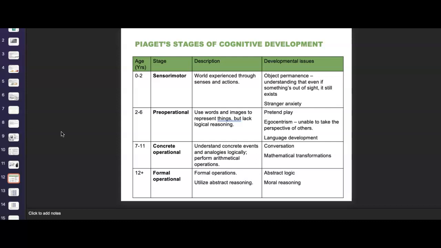Ages 7 to 11 is the concrete operational stage. You begin to understand concrete events and analogies logically. You can perform functions, mathematical transformations. You can begin having conversations. So a lot more development is occurring from 7 to 11.